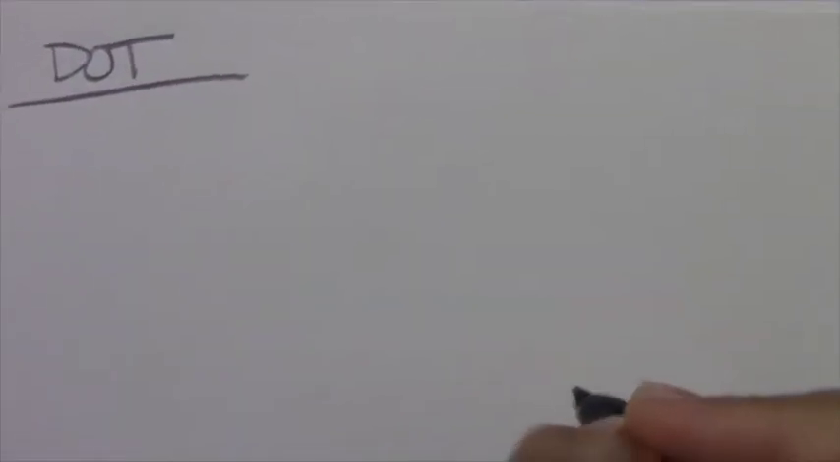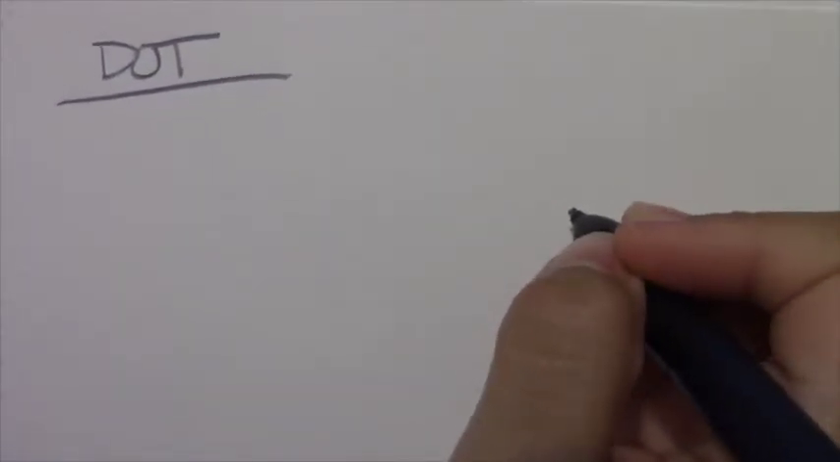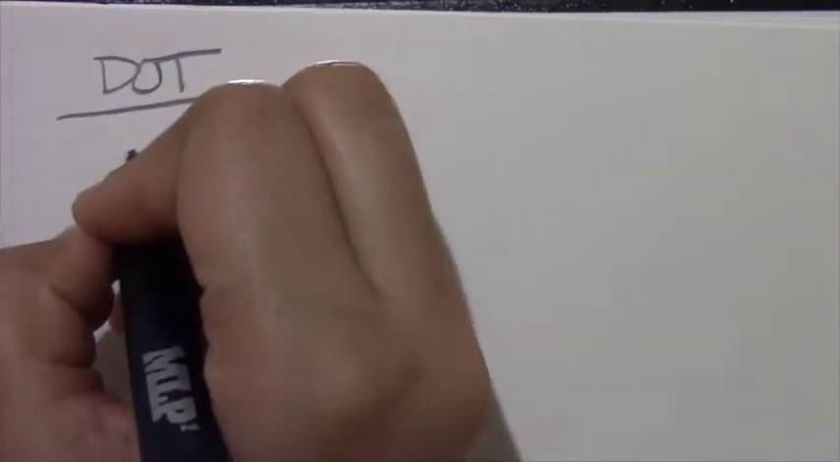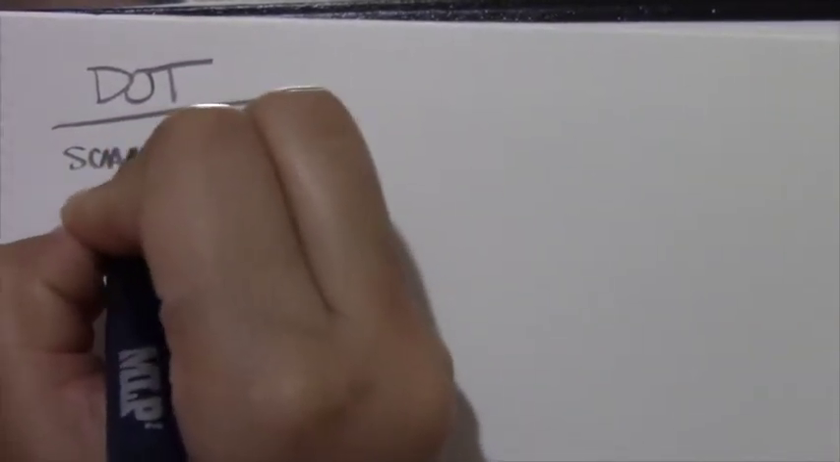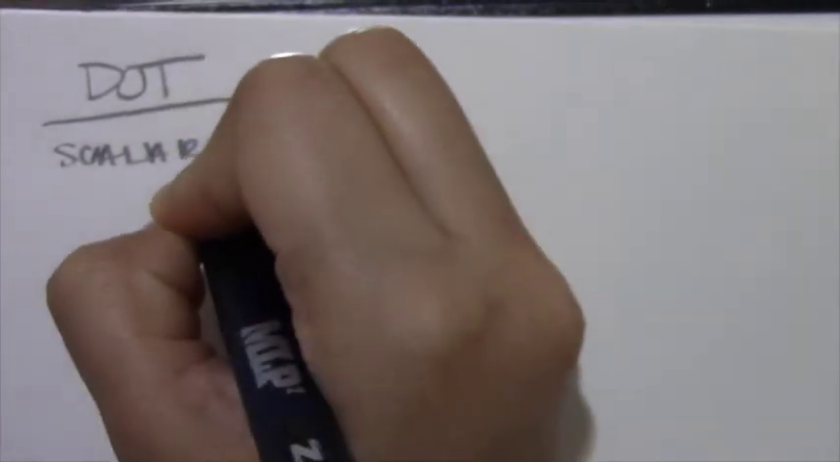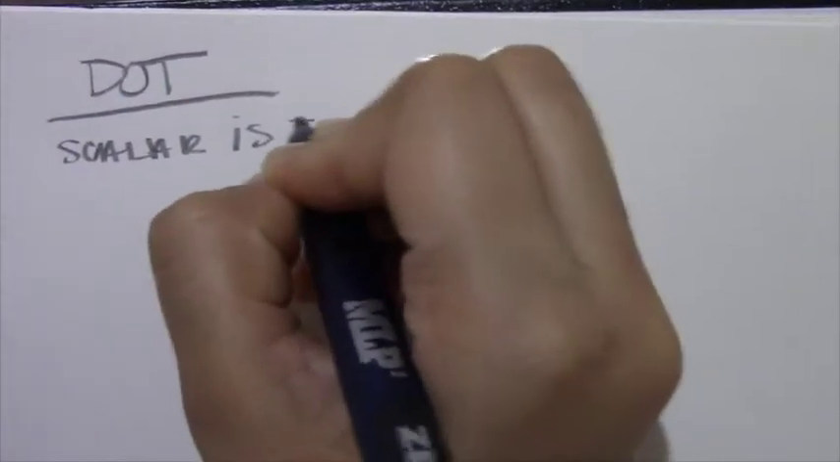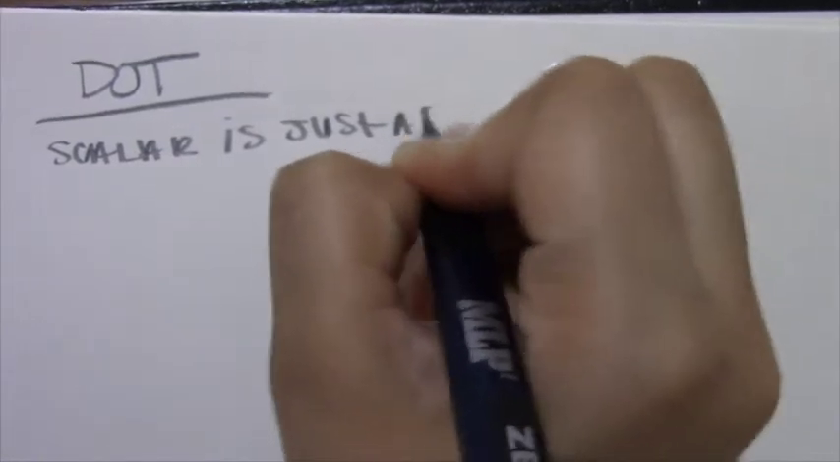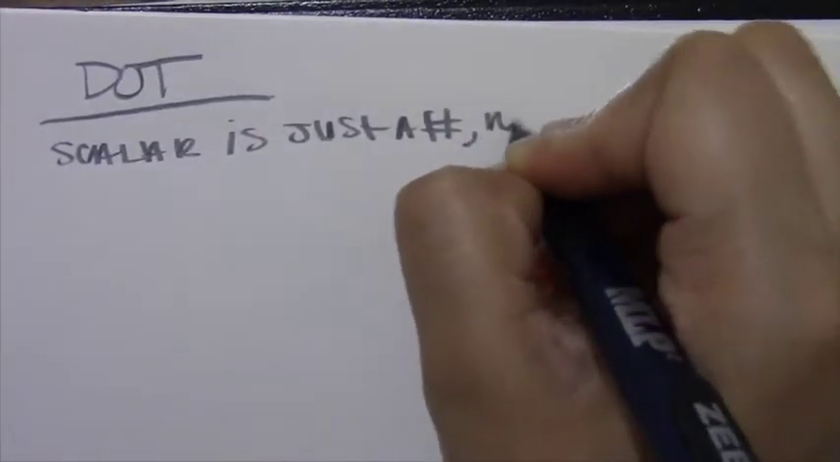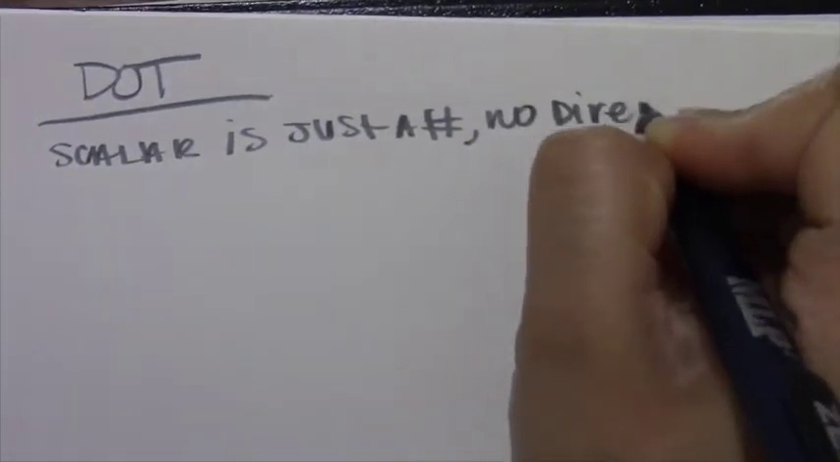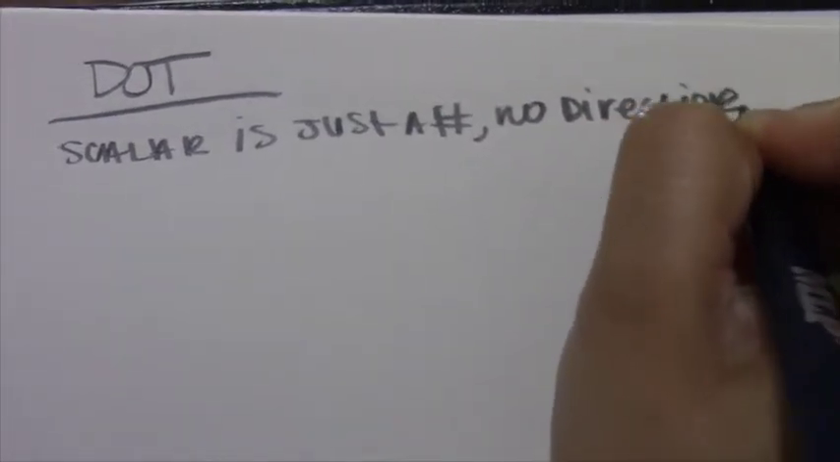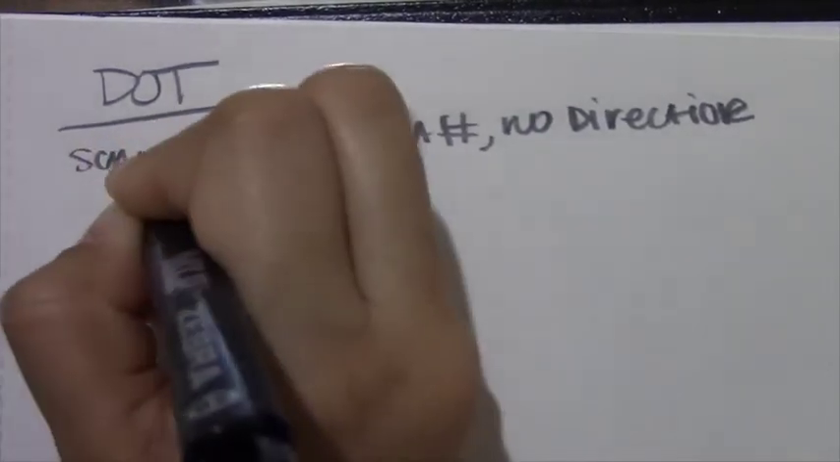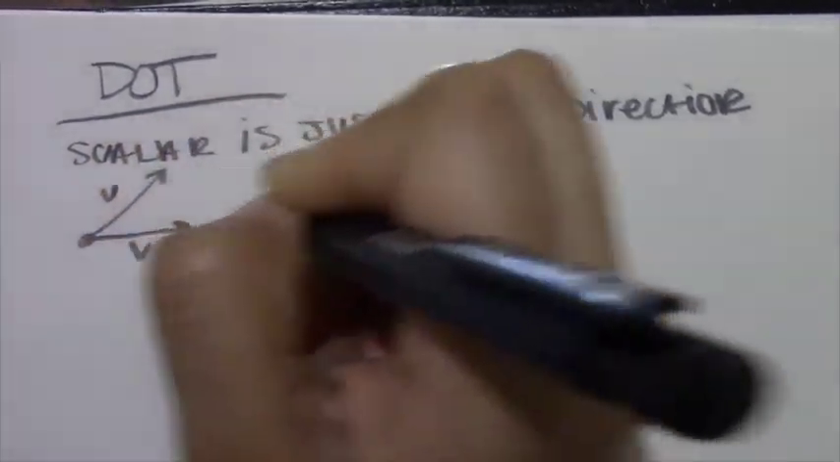This is the dot. The dot can be scalar, which is just a number with no direction, or a vector, which is a normal vector, u and v.